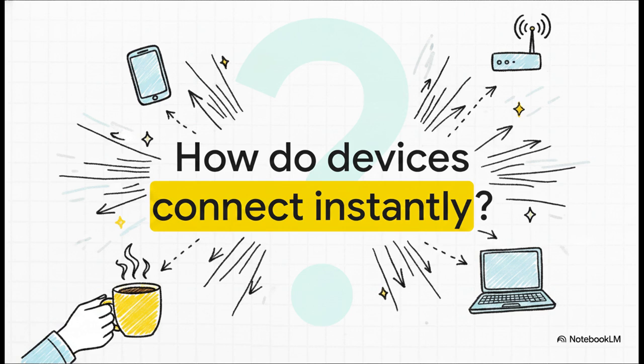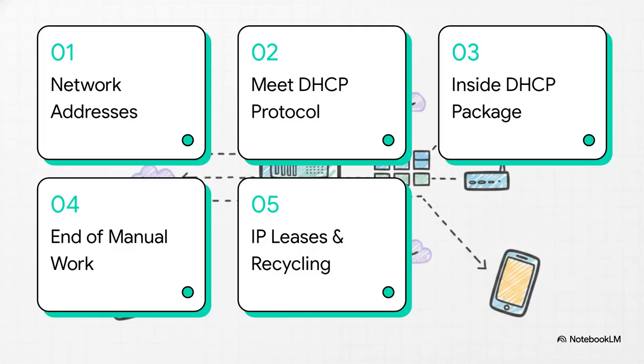Well, there's an invisible, incredibly fast automated process doing all the heavy lifting behind the scenes while we're just casually sipping our coffee. Today, we're decoding that exact digital magic. Okay, let's dive into this. Here's our roadmap for today's explainer. First, we'll look at the need for network addresses. Then, we'll meet the DHCP protocol, look inside the DHCP package, talk about the end of manual work, and wrap up with smart recycling through IP leases.